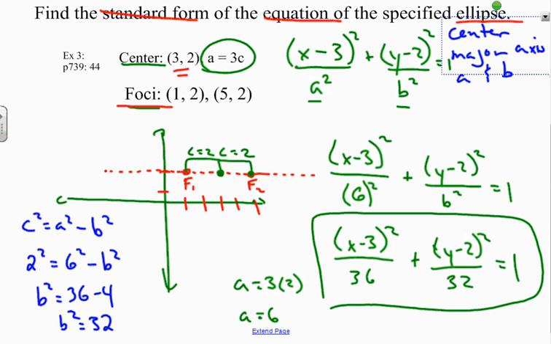We have one more example we're going to do in the final tutorial, example number 4 of finding equations of ellipses.